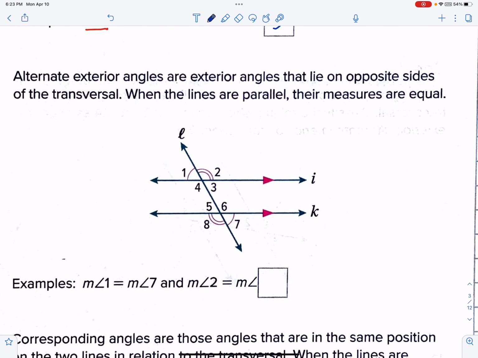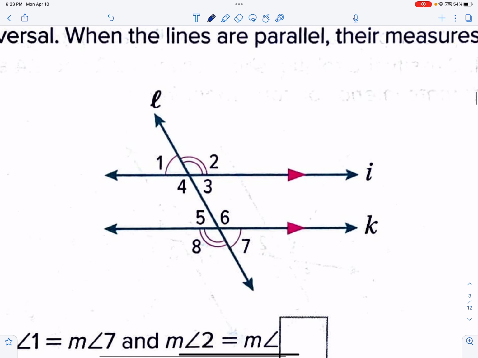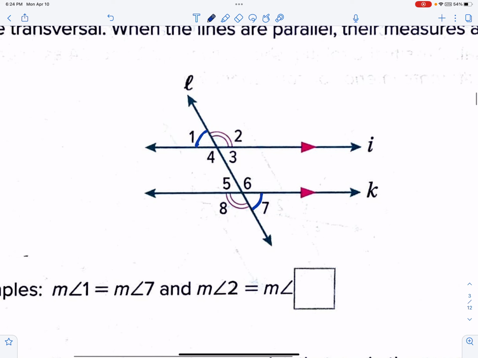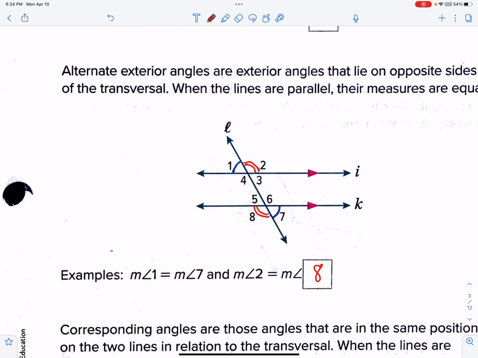Those are in different locations, and those are alternate exterior. We talked about alternate interior, and the same is true for alternate exterior. We have this angle 1, and it's not on the same side because it's called alternate. It alternates to the other side, but they're both exterior, remember, meaning they're outside of the parallel lines. So alternate exterior angles are the same, so angles 1 and 7, which also means that these other alternate exteriors are the same, so angle 2 and angle 8. All the alternate interiors are the same, and alternate exteriors are the same with each other.